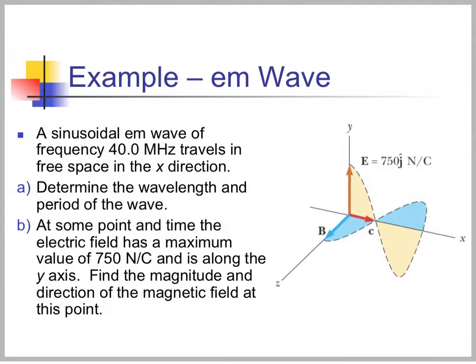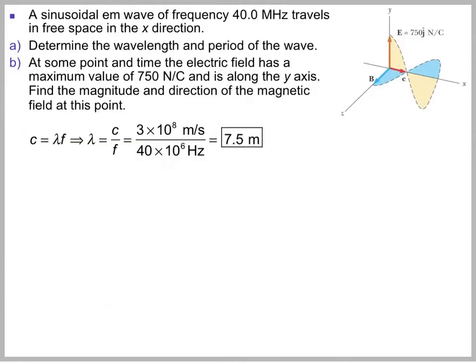So first, we know that the speed of a wave is equal to its wavelength times its frequency. So the wavelength is the speed over the frequency, which should be the speed of light divided by 40 megahertz, and we get 7.5 meters. The period of this wave is 1 over the frequency. Now it's 2.5 times 10 to the minus 8 seconds. That's the time it takes for the electric field to go from a maximum in the y direction to come back to that same maximum.